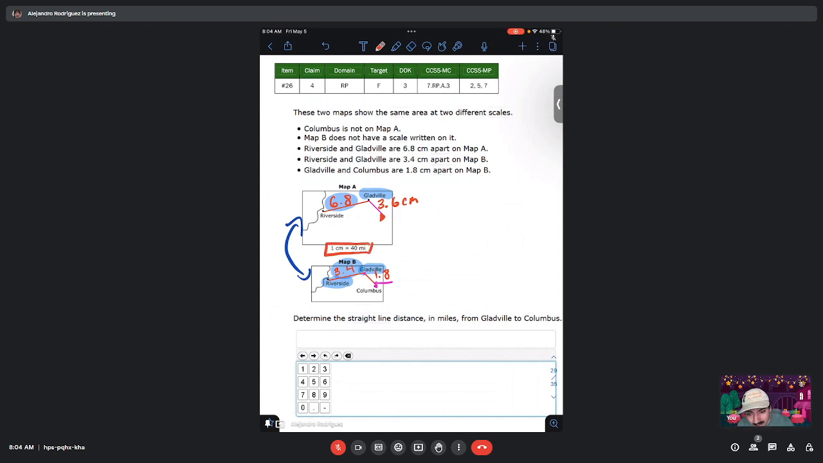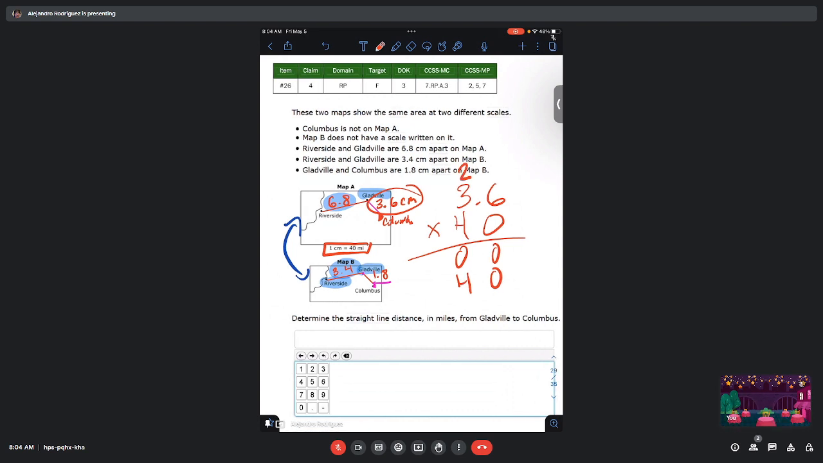They tell you that for every centimeter in this map, it's going to be equal to 40 miles in real life. So we know that Glendale to Columbus in the map is 3.6. Let's figure out how far apart it is in real life by multiplying by 40. So let me go ahead and multiply. 0 times 6, 0 times 3. I'm going to add a placeholder. 4 times 6 is 24. 4 times 3 is 12, plus 2 is 14.